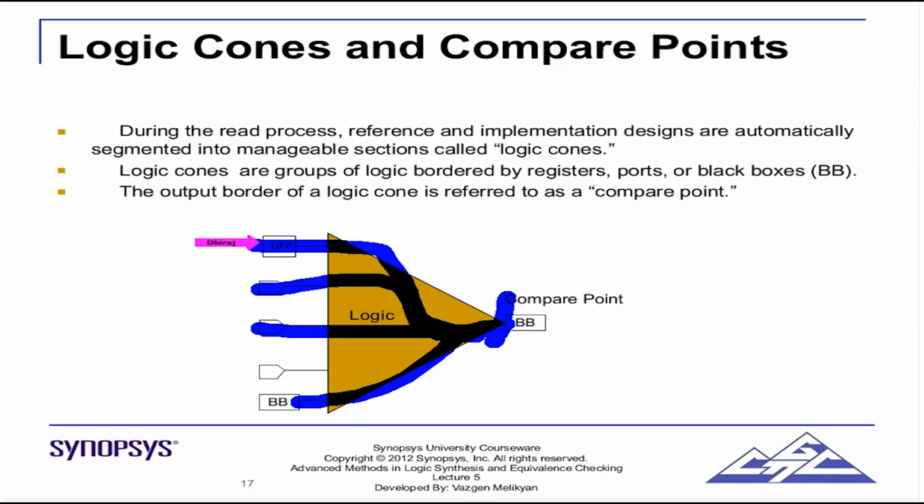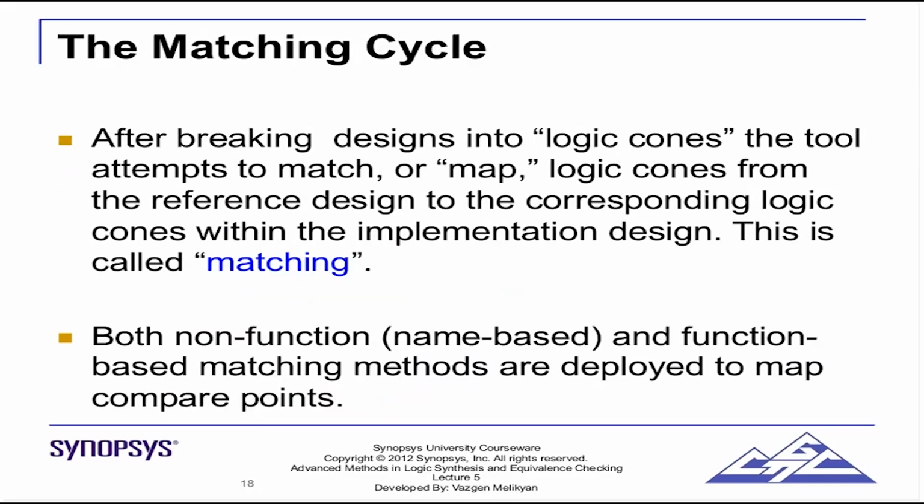At every compare point there will be a cloud of combinational logic that is being fed by a number of flip-flops, input ports, or black box output ports. This total cloud of combinational logic is known as a logic cone. In both the reference design and the implementation design, Formality will break the design into logic cones and compare points, and then it will try to match the name of the compare points in the reference versus the name of the compare points in the implementation.